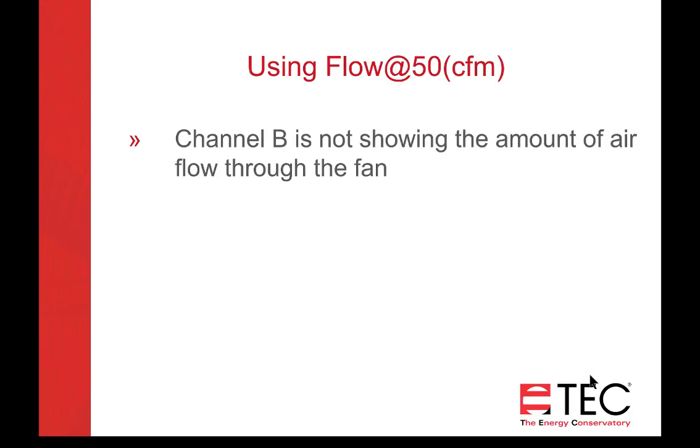When you're using the flow at 50 mode, you need to keep in mind that channel B is not showing the amount of air moving through the fan. It's showing what the airflow would be if you were at 50 pascals. So that's an important difference.